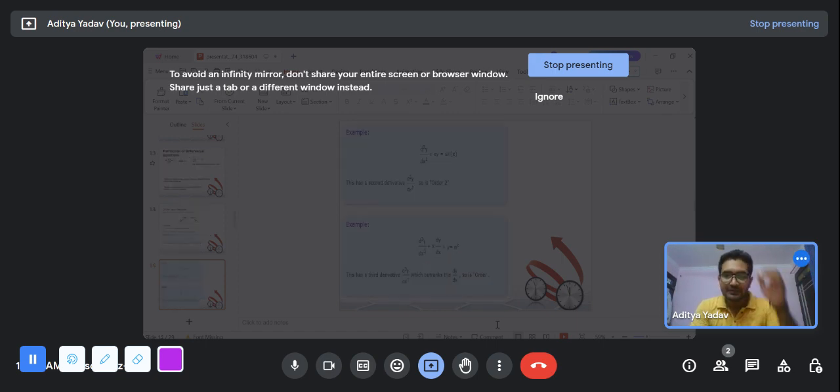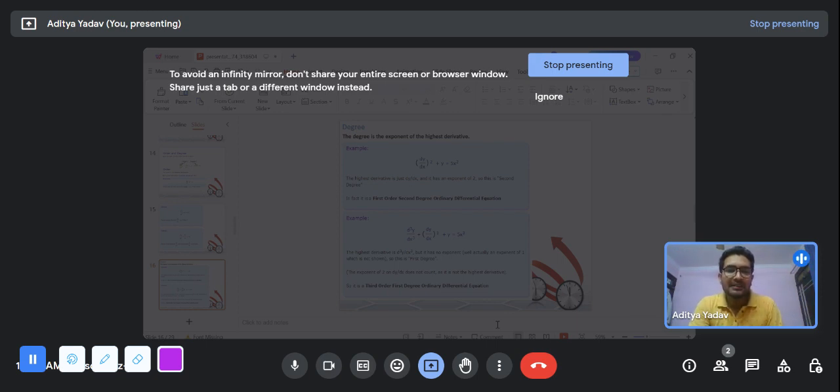Okay, so this is our first example. In this example, we have a second order differential equation, and the degree is 1 because the power of the second order derivative is 1. In the second example, the highest order derivative is 3 and its power is 1, so it is third order and first degree. Also, we have some other examples. In the first, the degree is 2, and in the second one, the degree is 1.